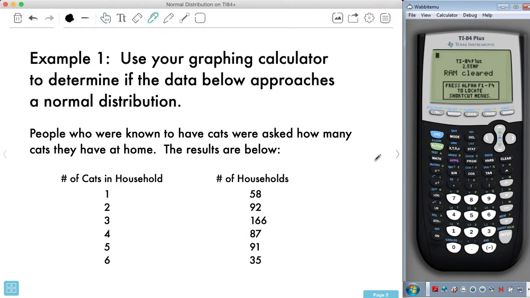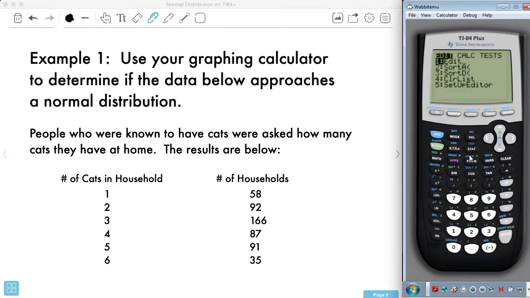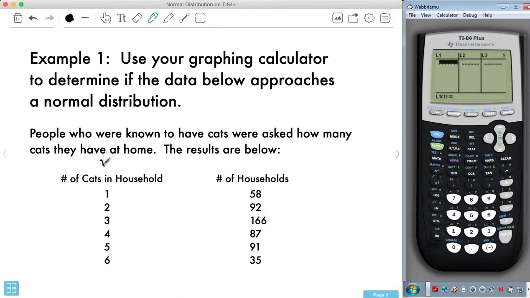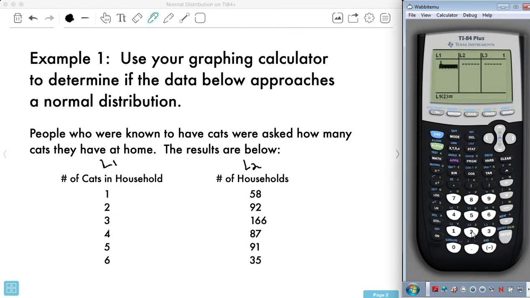The first thing you want to do to determine whether or not this data approximates a normal distribution is get this data into your calculator. So I'm going to go to Stat and then Edit. I'm going to enter the first list of data into list 1 and the second list of data into list 2. So list 1, I've got 1 through 6. 1, 2, 3, 4, 5, 6. I'm just going to enter them in, pressing equals in between.